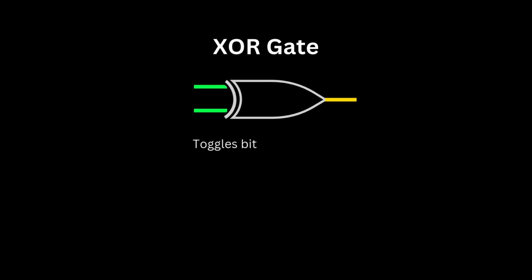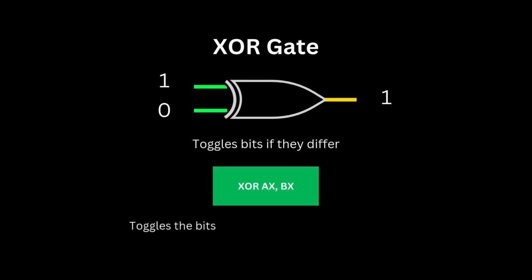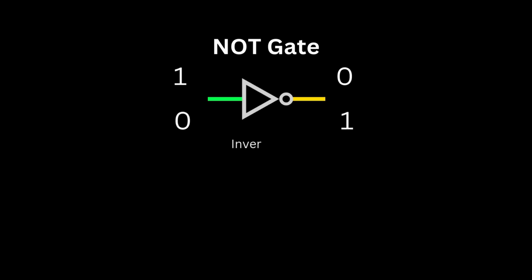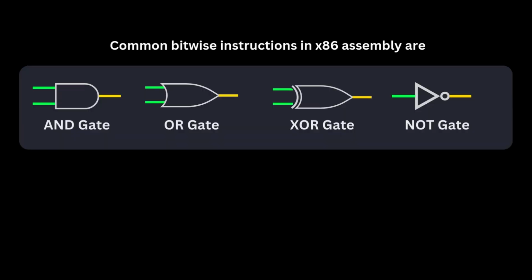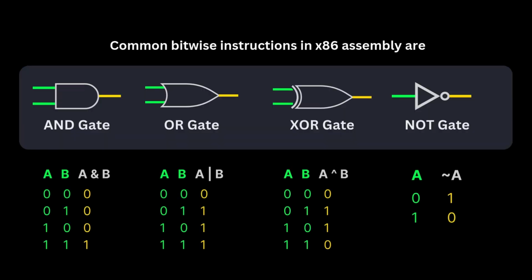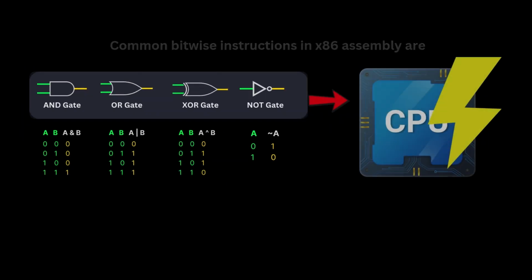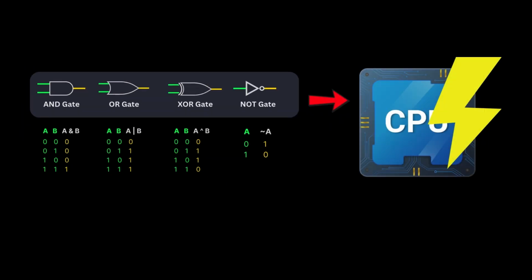XOR toggles bits if they differ. For example, XOR AX, BX toggles the bits in register AX based on the bits in register BX, and NOT inverts bits. For example, NOT AX inverts all the bits in register AX. These operations modify individual bits of data stored in registers, allowing the CPU to process data more efficiently.